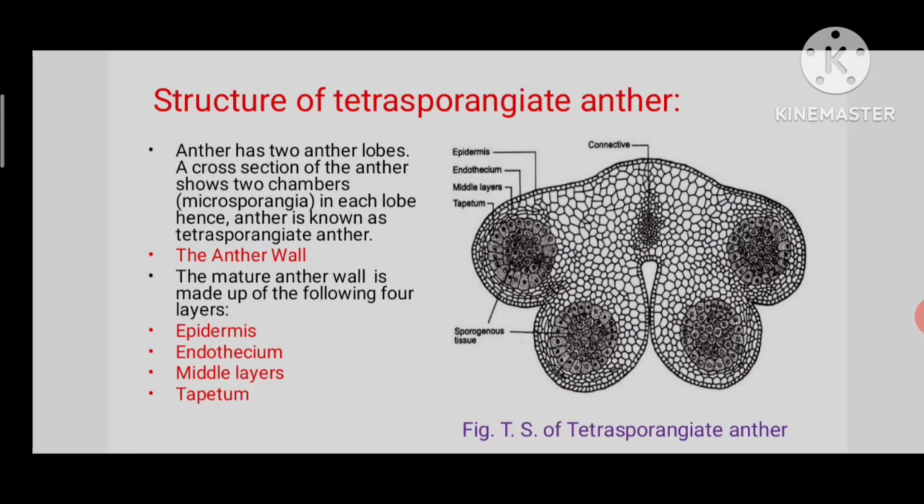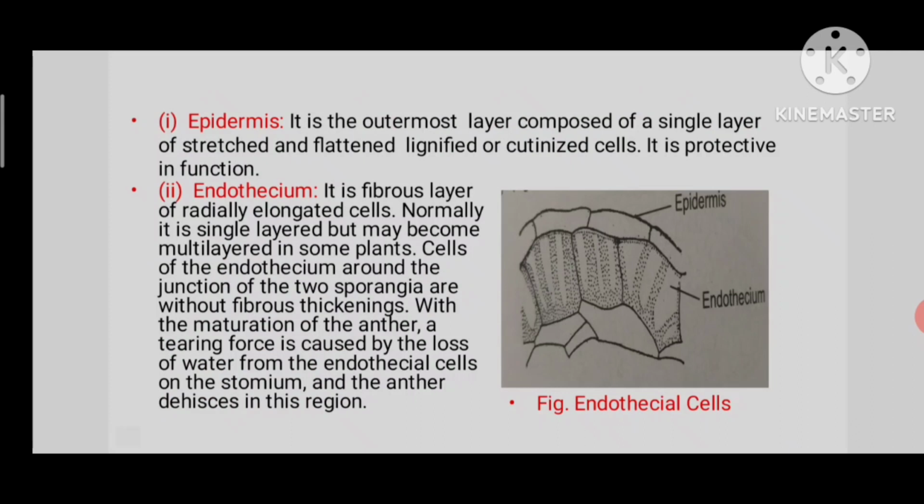Structure of Tetrasporangiate anther. Anther has two anther lobes. A cross section of the anther shows two chambers in each lobe. Hence, anther is known as Tetrasporangiate anther. The anther wall. The mature anther wall is made up of the following four layers: epidermis, endothecium, middle layers, and tapetum. Epidermis. It is the outermost layer composed of a single layer of stretched and flattened lignified or cutinized cells. It is protective in function.